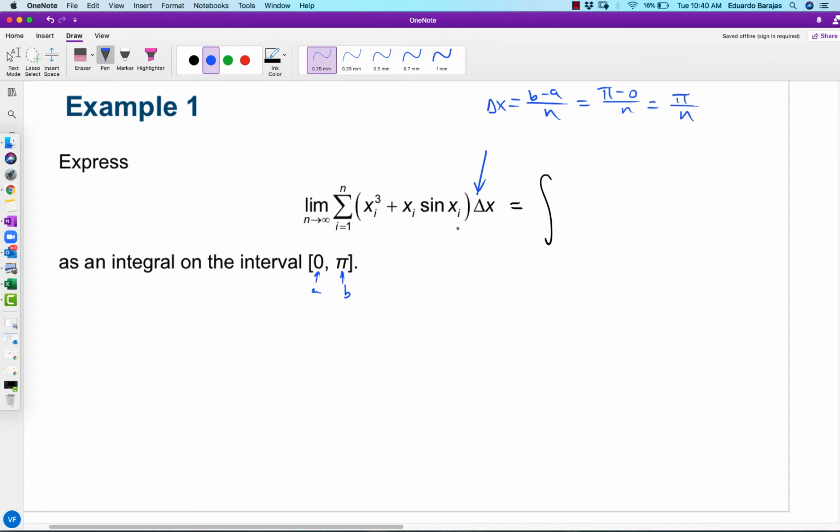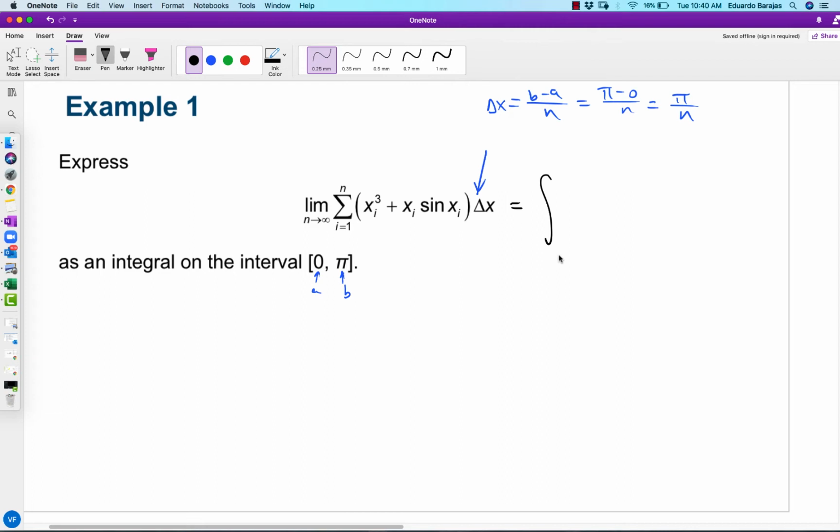So keep in mind that this question could have been even more confusing if instead of giving you this, they said this, and then there was like a pi n here. And you're like, ooh, extra weird. But luckily they didn't give us that. So there it is, delta x.